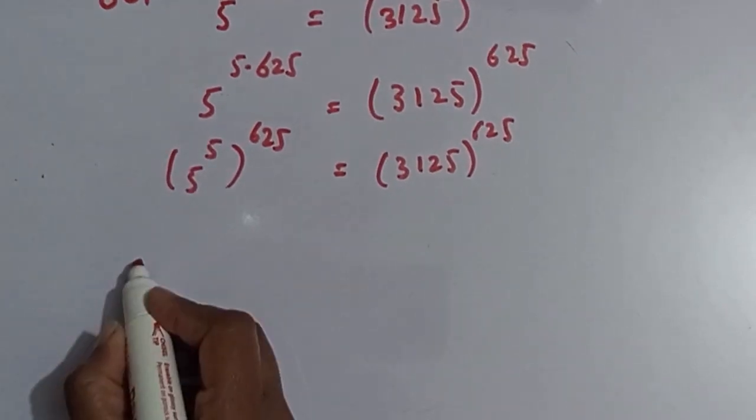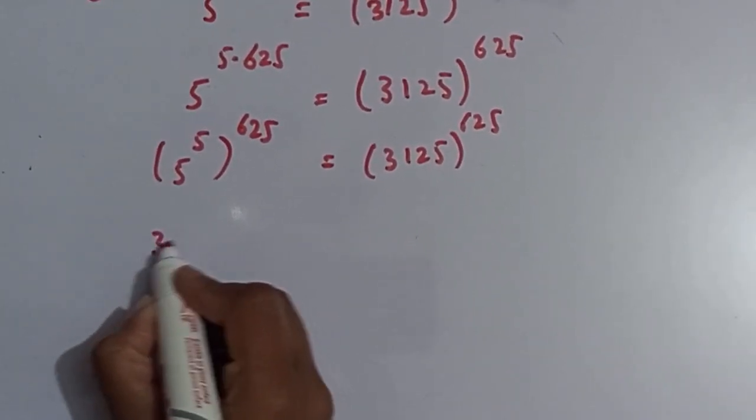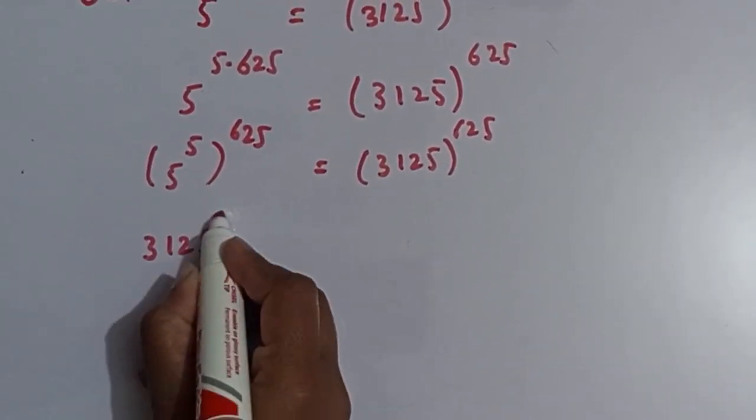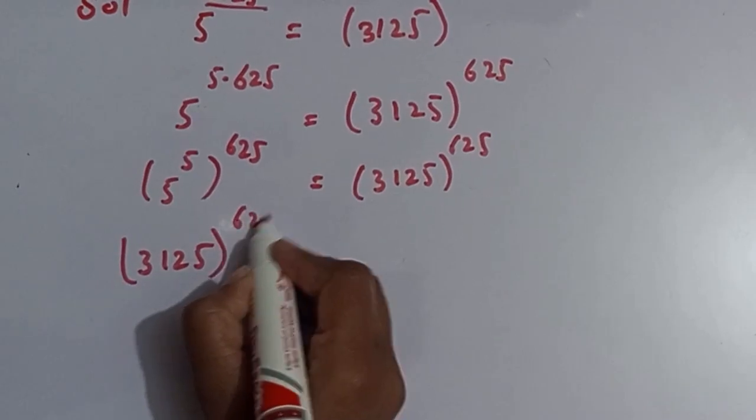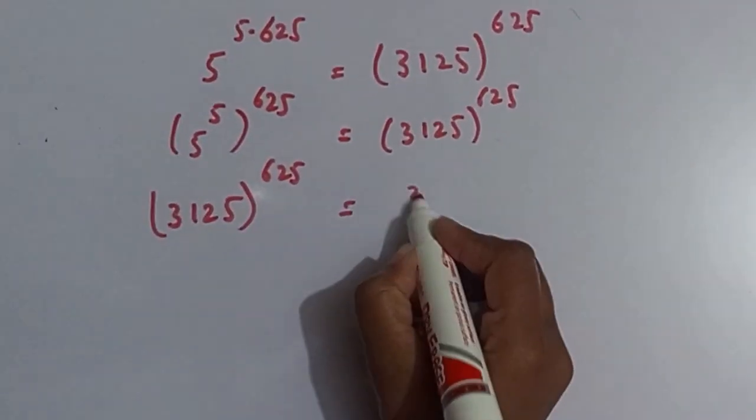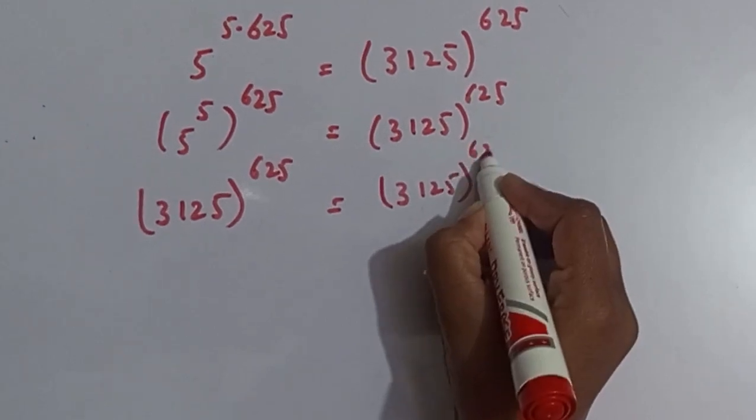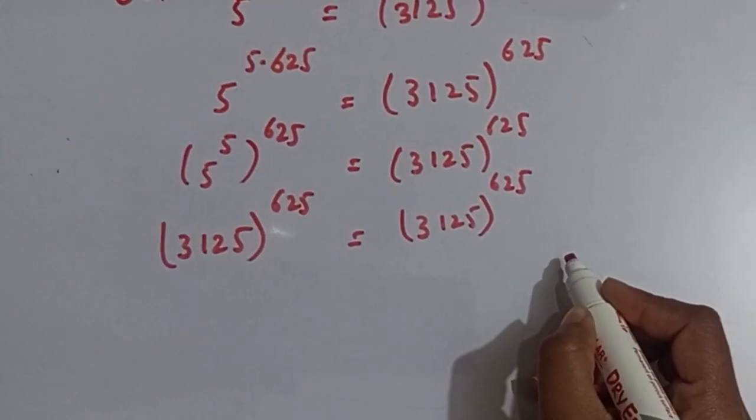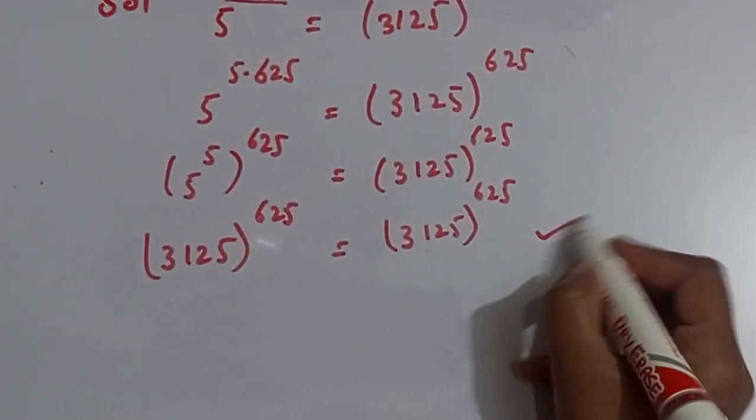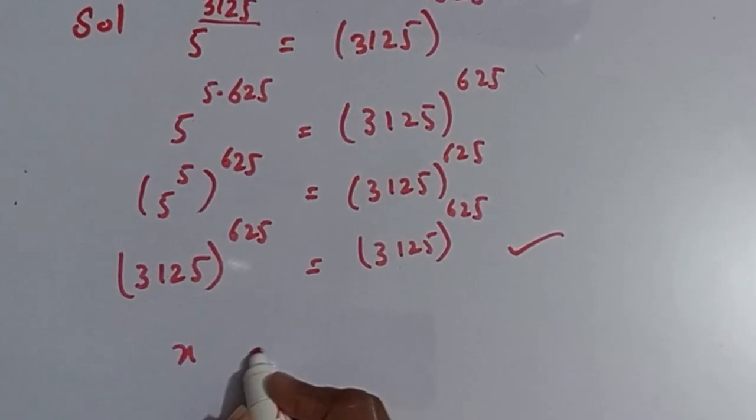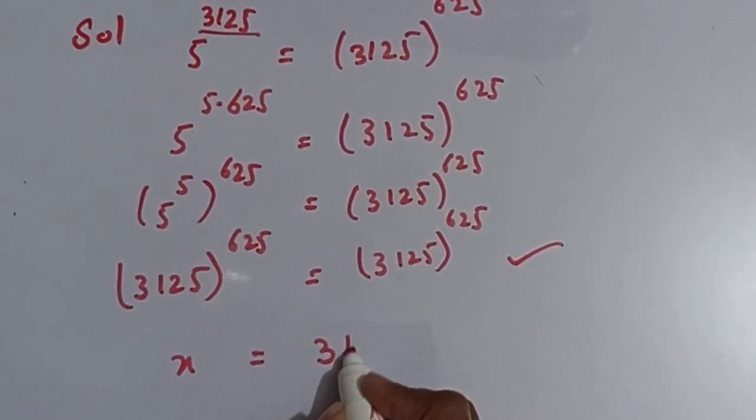5 raised to the power 5 is equal to 3125 and its power again is 625, and the right hand side is also 3125 raised to the power 625. So in this case the left hand side is equal to the right hand side. So we are done, and in our question x is equal to 3125.